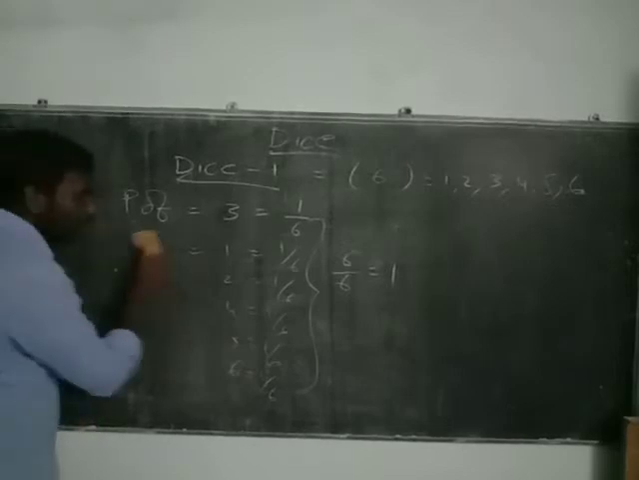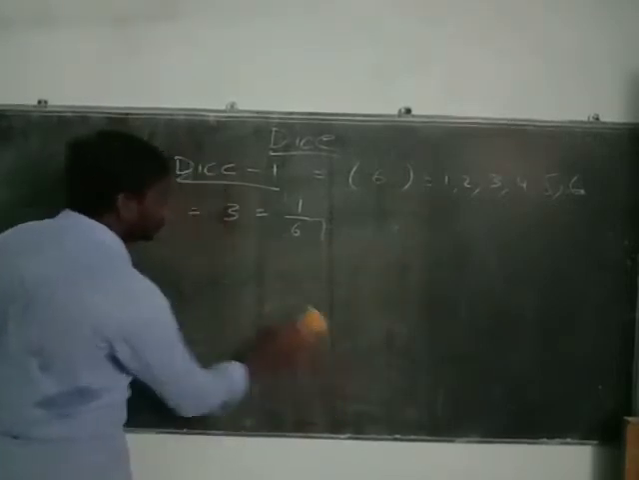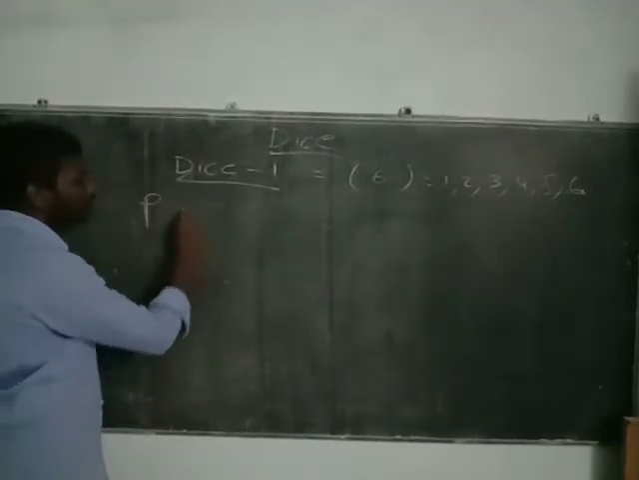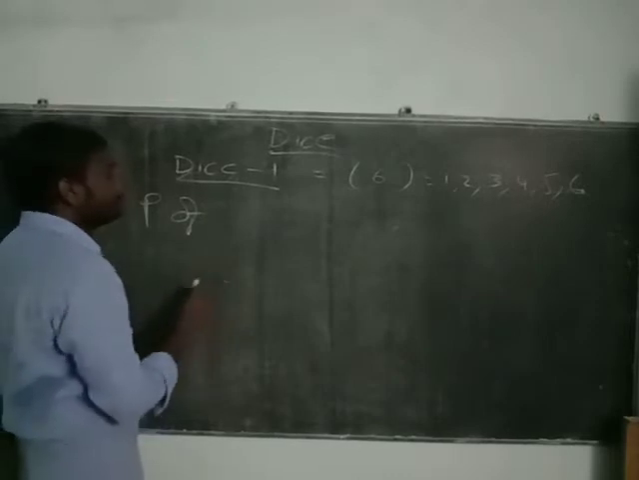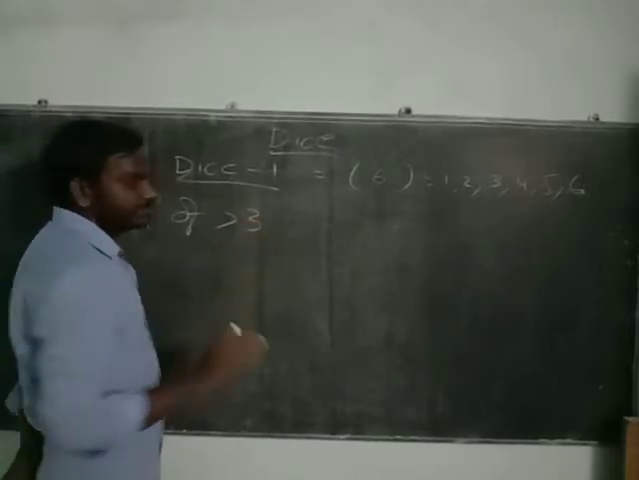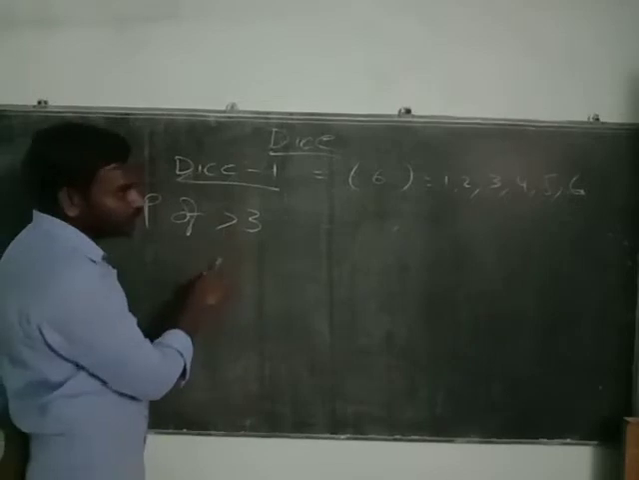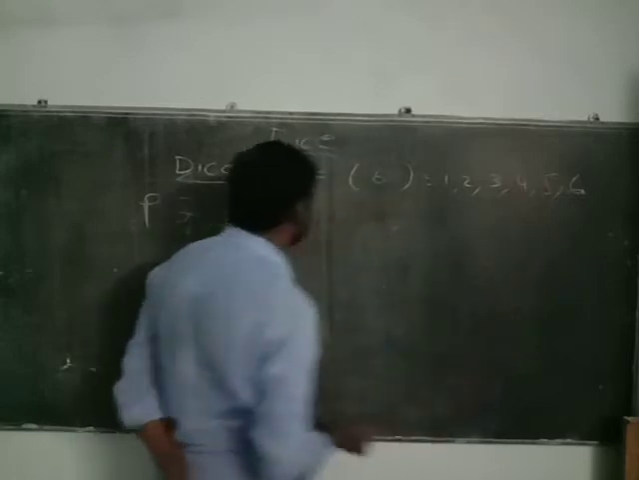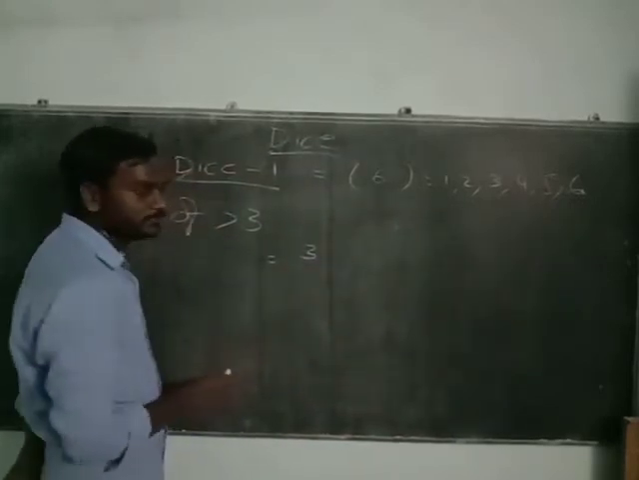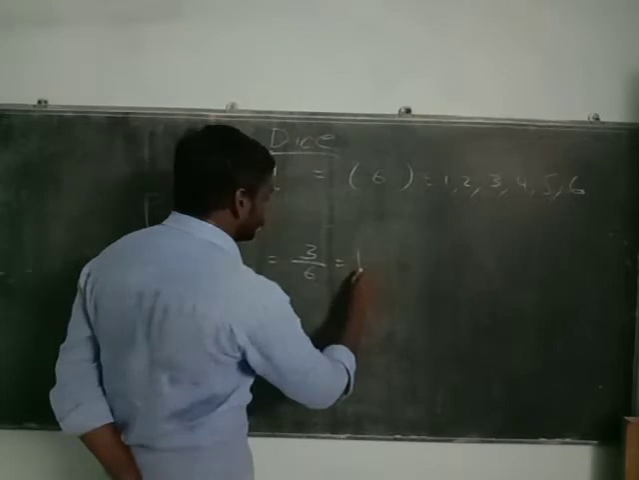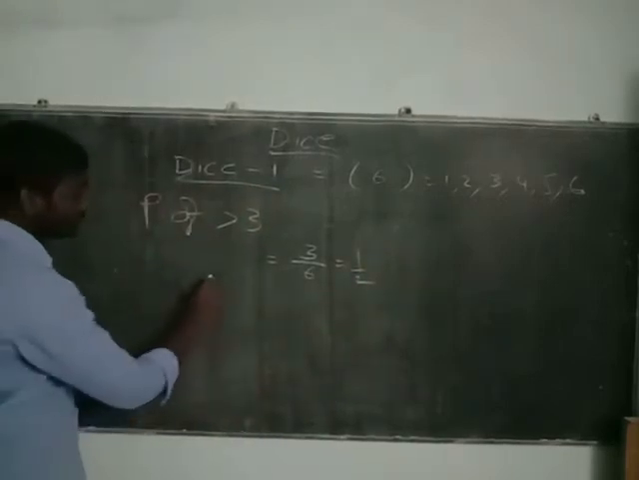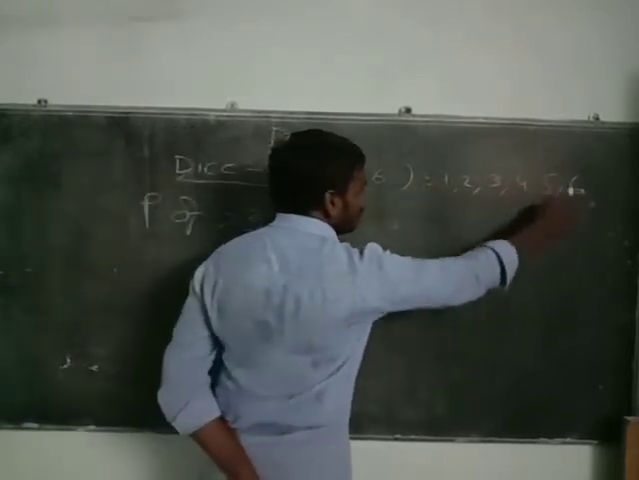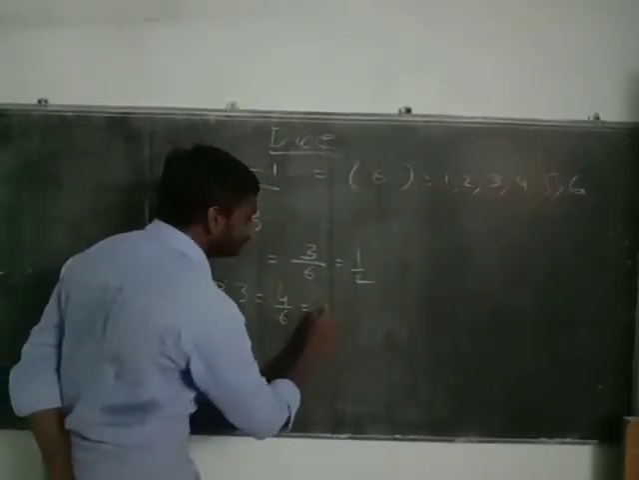Okay. Now let me change this question. Now the question asks to find the probability of getting greater than 3. That is not asked as greater than or equal to; it is asked as greater than 3. Greater than 3 means after 3, that is 4, 5 and 6. So I can get 3 types of outcomes out of 6, that is 1 by 2. If the question is asked as greater than or equal to 3, then including 3, I get 3, 4, 5, 6, that is 4 by 6, which is equal to 2 by 3.